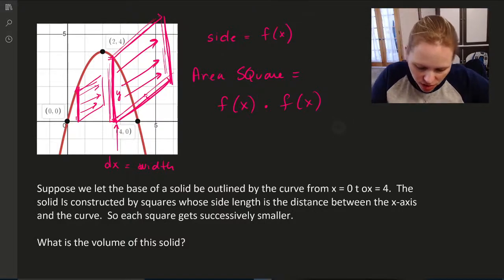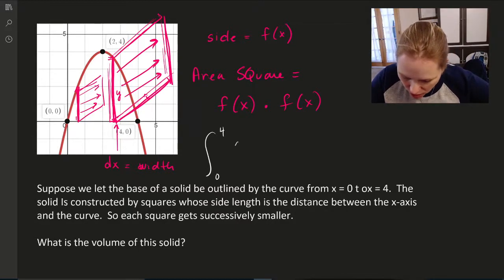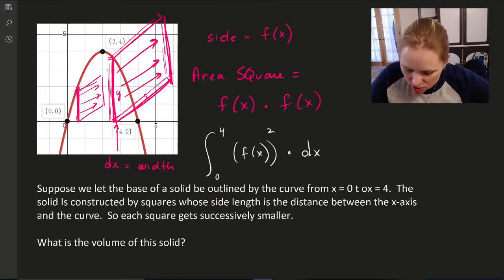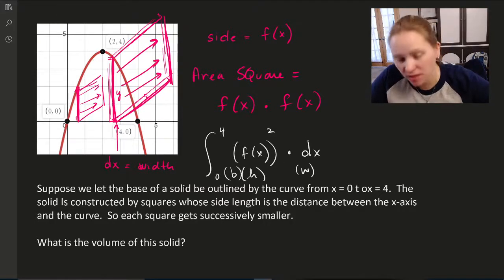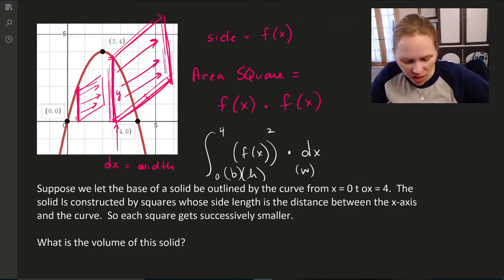So what we're going to do is add up from 0 to 4 the area of the square, which is f of x squared, times dx. So this is base times height, and then dx is your width. So length times height times width, or base times height times width, depending on how you learned it. And this is the idea. This is the integral.